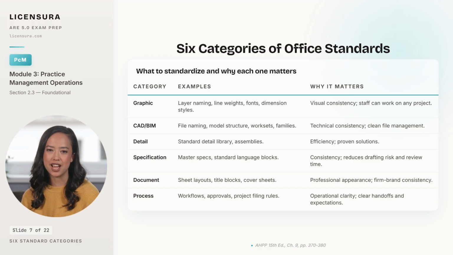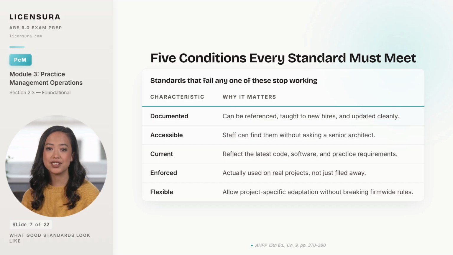Having standards is not enough. They have to meet 5 conditions to actually deliver the productivity gain. A standard that doesn't meet all 5 of these conditions doesn't really exist, regardless of what the firm thinks it has. Documented is the first. If it's only in someone's head, the standard dies the day that person leaves. Accessible is the second. Staff have to be able to find the standard without asking a senior architect, because every interruption to ask a question is throughput the firm loses.